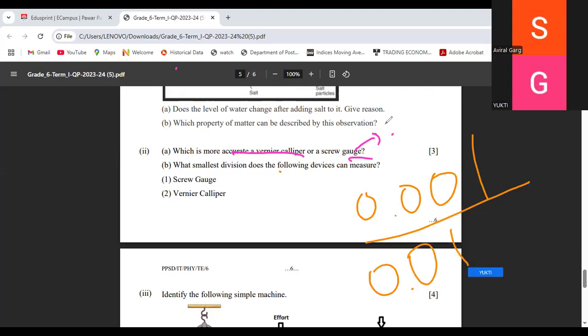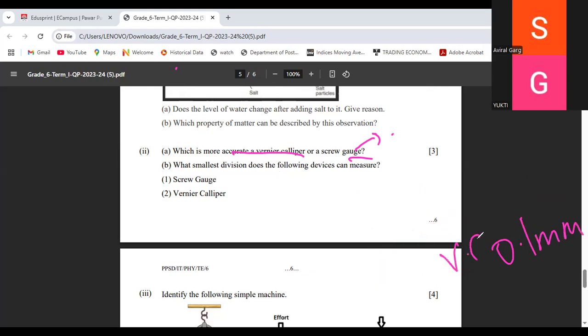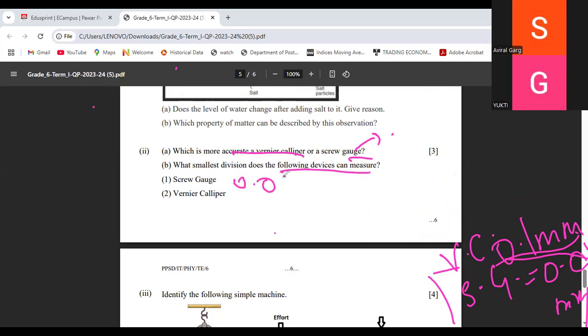Please write. Yes. Vernier caliper was 0.1 mm. This is vernier calipers. And screw gauge is 0.01 mm. So if we have a very small object which is less than this, then we will use screw gauge only. So this is more helpful to us, right? Smallest division in screw gauge is 0.01 mm, and in this it is 0.1 mm.